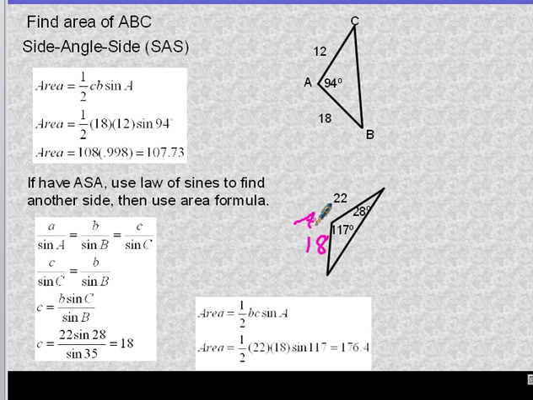But you have multiple options. I could find actually side A if I wanted to using law of sines, and use this as my included angle. So since I basically knew all three angles, it's up to you for which side you'd want to solve for and use in your area formula. So 1/2 22, 18 times the sine of 117 gives me an area of 176.4.